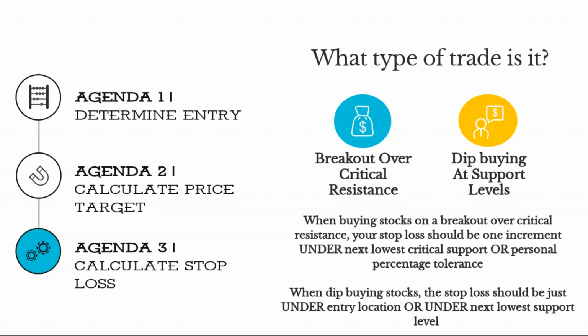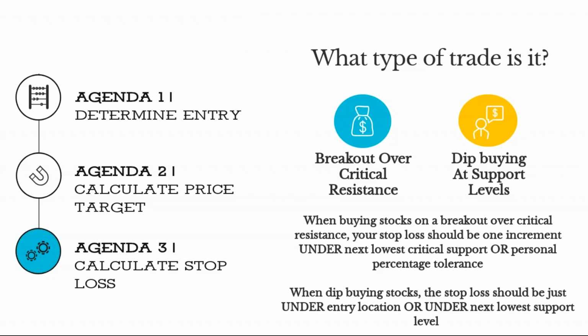So even though I've determined the entry, I've calculated the price target, if I calculate the stop loss based on a support level or a percentage level, if it's not going to provide enough upside for the risk, then it's not worth the trade. And because it's not worth the trade, I'm not going to even enter the trade at all, even though I've already done 95% of the work on this trade plan.